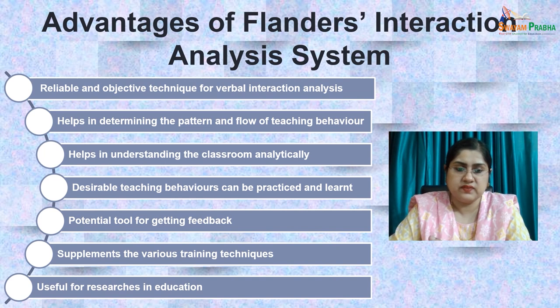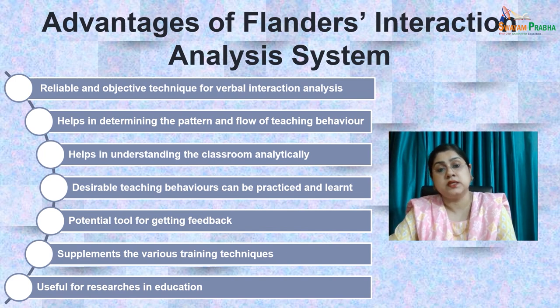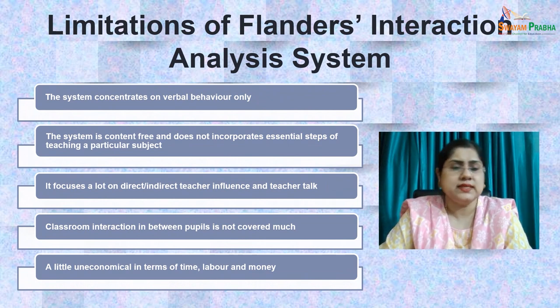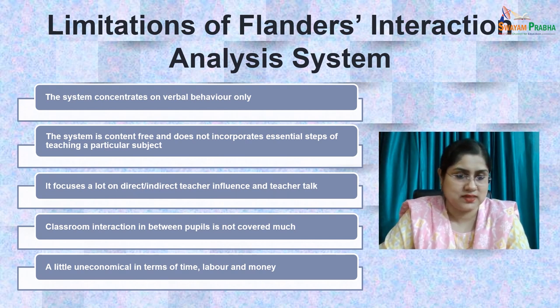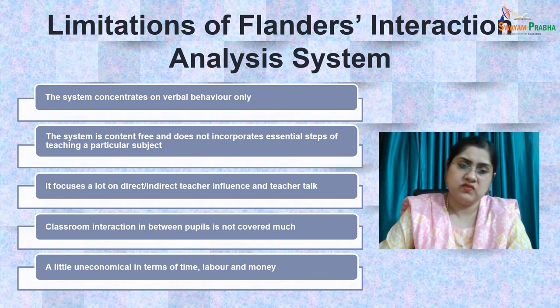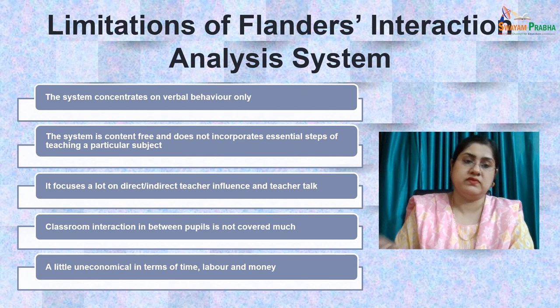So in this way, we can say that it's a good system, and it is utilized for making the analysis of the interactions happening inside the classroom in a very proper way. Once anything has certain advantages, it is not entirely free of limitations. So the Flanders system of interaction analysis also suffers from some drawbacks and limitations. What are these drawbacks and limitations? Let us see one by one.